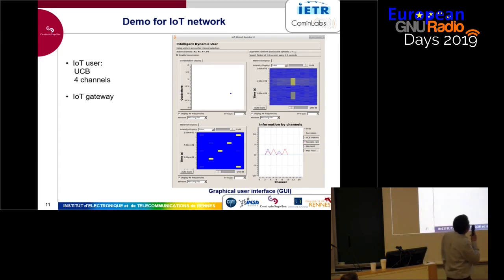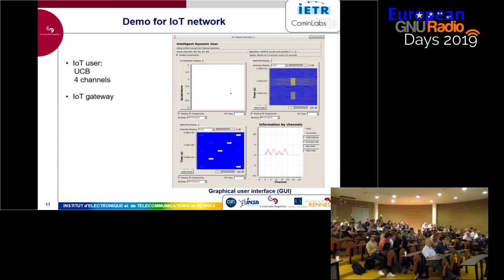Here we have a graphical interface for an IoT device, where we see two blocks. The first block corresponds to the transmitted packet, and the second one corresponds to the acknowledgement that has been received. So in this spectrogram, we see that after transmitting a packet, we receive an acknowledgement. And then in this block, we show the statistics about the successful packet transmissions. In this case, we have considered four channels.